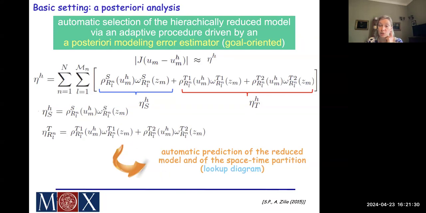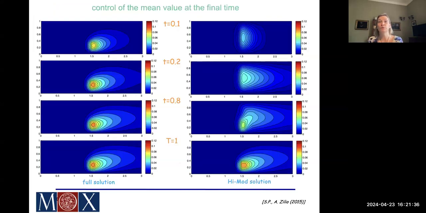We called such, if you want, the collection of all this information lookup diagram, and in a few seconds I will show you an example of a lookup diagram associated with this specific test case. So on the left, you have a full solution. Now I describe what we are simulating. On the right, you have the corresponding high mode approximation.